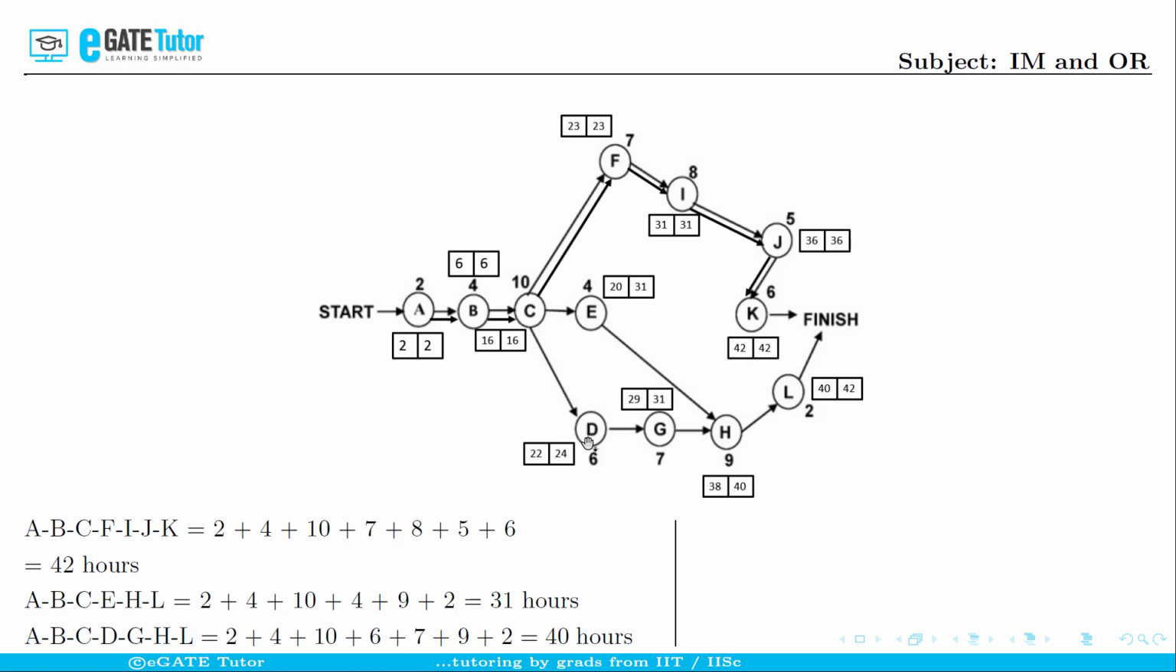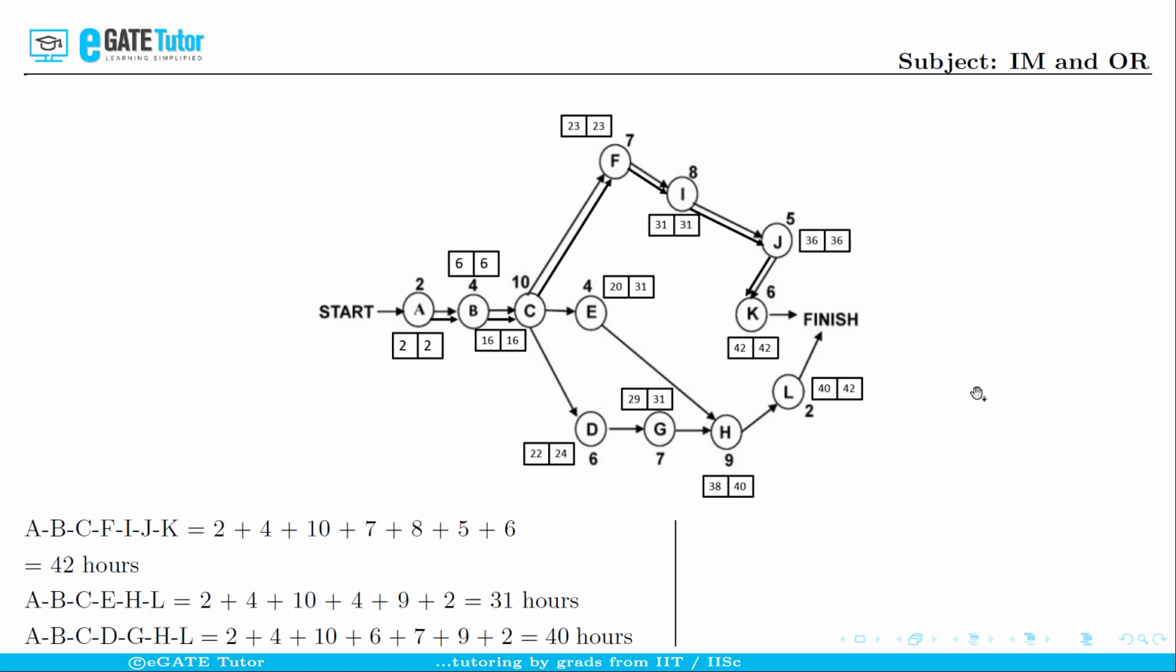And from D, activity G has taken 7 hours. So add 22 and 7 to give 29. And from G to H, H takes 9 hours. So add 29 and 9 to give 38. And from H to L, L takes 2 hours. So add 2 to 38. So it will give 40. Okay. Now let us move on to calculate latest start times.